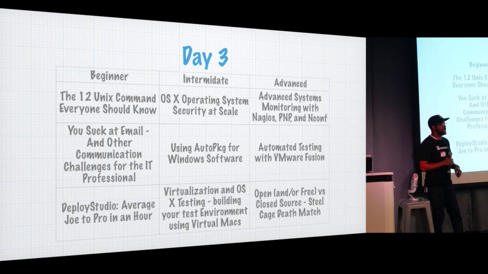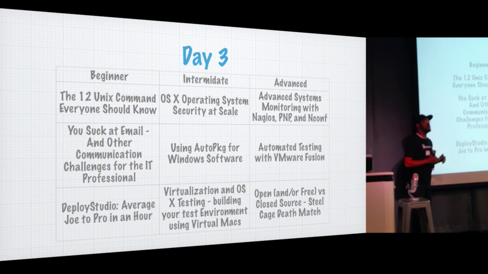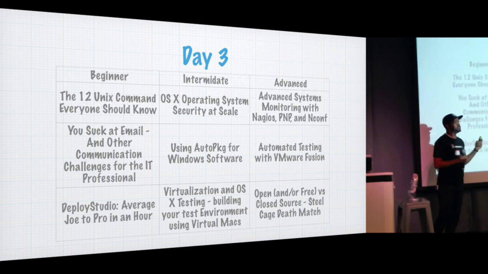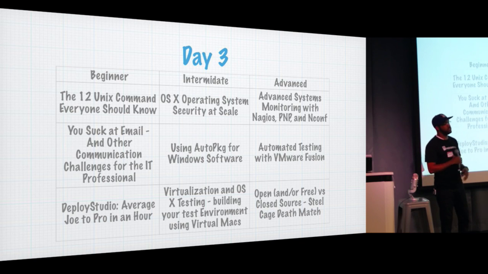Day 3. That's a lot like day 2, where on the previous slide I only posted, I think, nine talks. There were significantly more talks than that on that day. Those are kind of the ones that I just fell in love with.